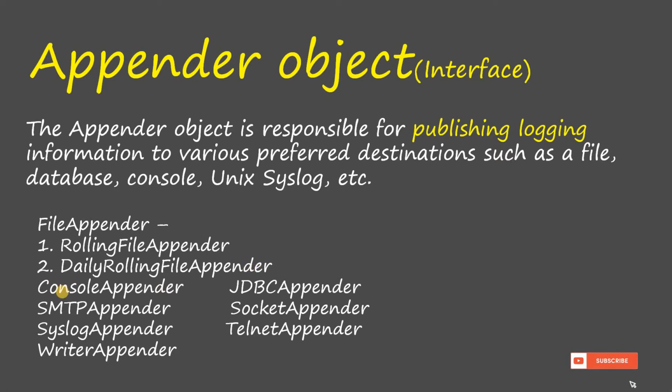Console appender is for when you want to print the logs on the console. JDBC appender is for when you want to capture the logs in a database. SMTP appender is used to send an email when a specific log event occurs, for example, if you want to trigger an email notification whenever there is an error or fatal exception. Then we have socket appender, syslog appender, telnet appender, and the next one is writer appender.